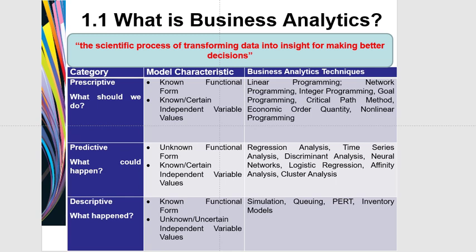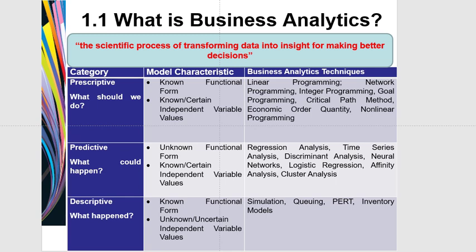This is now flipped from predictive analytics, right? In predictive analytics, you do not know the nature of the functional form. In descriptive analytics, you know the functional form, but you do not have these values. So the independent variable values are either unknown or uncertain. And that's why the common techniques that you find here are either simulating a situation so that you're able to establish the functional form, or you're using, for instance, queuing theory or queuing models.